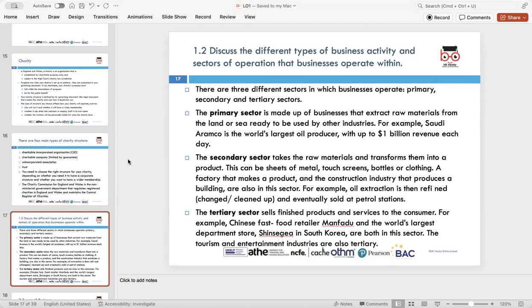Discuss the different types of businesses, activities, and sectors of operations that businesses operate within. There are three distinct sectors in which enterprises operate, including the primary sector, the secondary sector, and the tertiary sector.